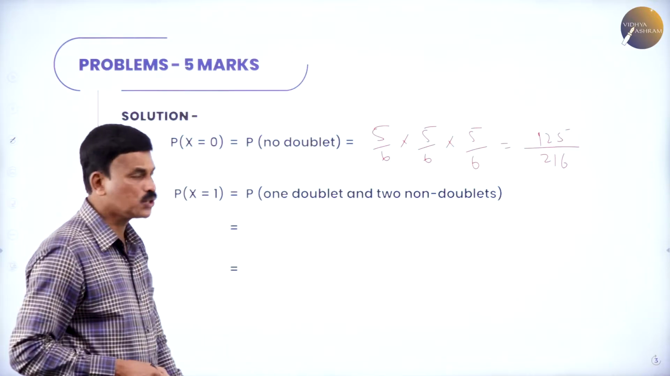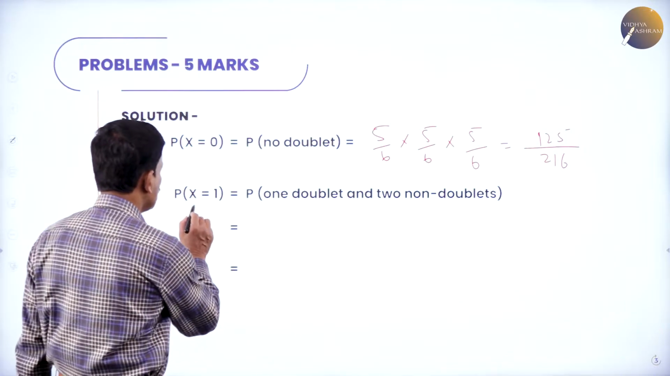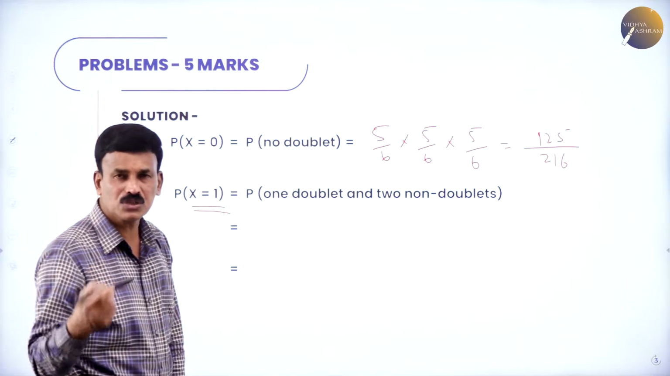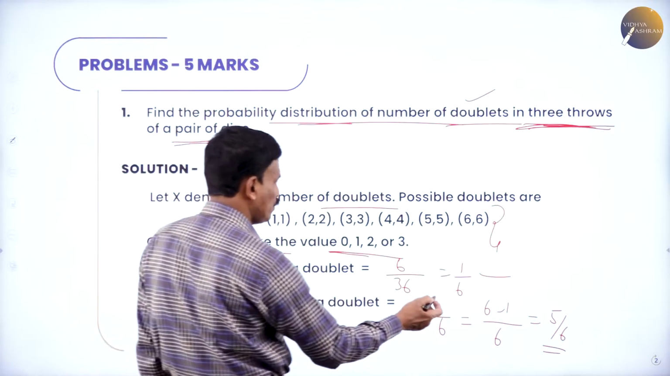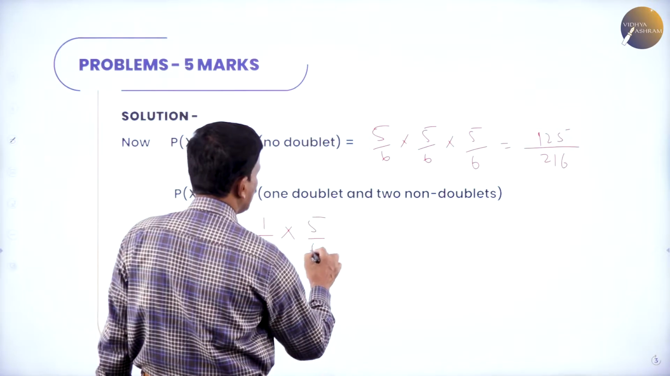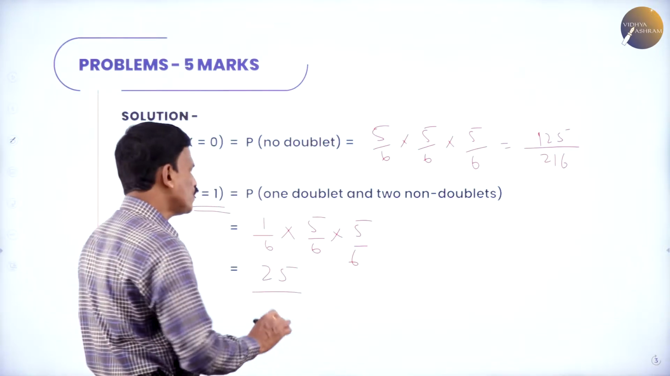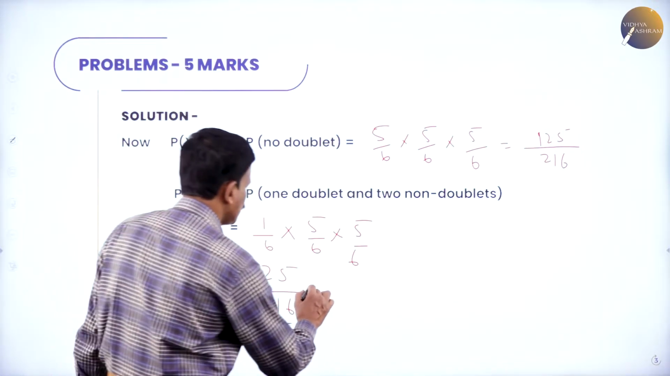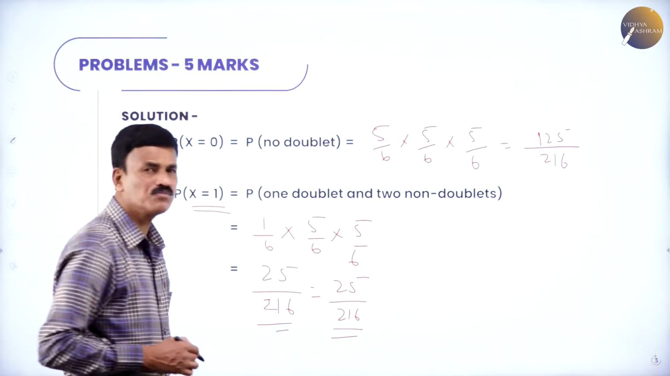Now, let us come to case 2: probability of 1 doublet and 2 non-doublets. When x is equal to 1, there is 1 doublet and the remaining 2 cases are non-doublets. The probability of 1 doublet is 1 by 6 into 2 non-doublets, 5 by 6 into 5 by 6. So this is 5 into 5, 25, divided by 6 into 6 into 6, which is 216. So the probability of getting 1 doublet is 25 divided by 216. This is case 2.